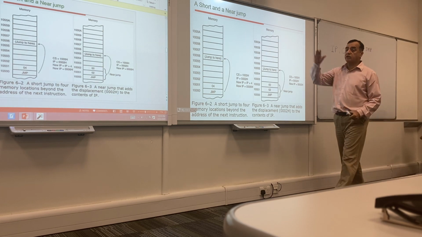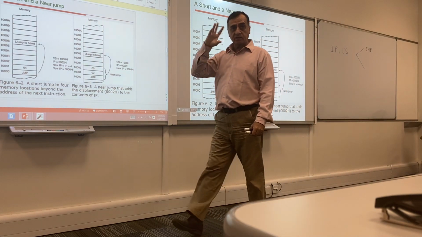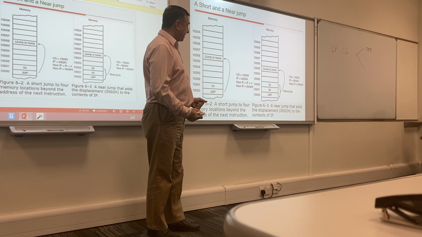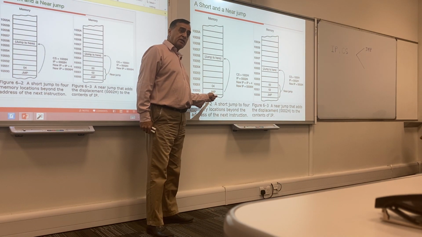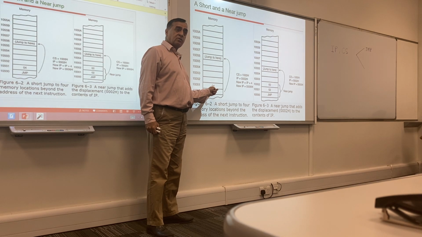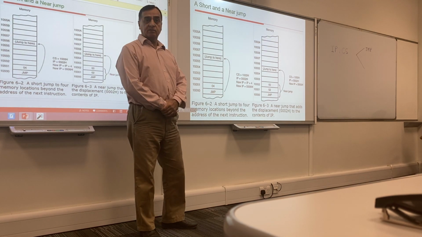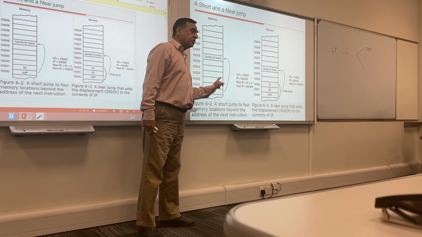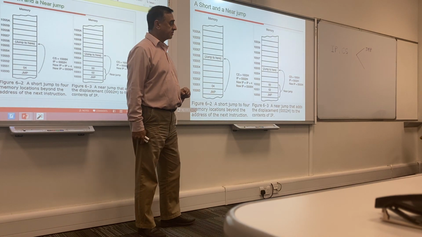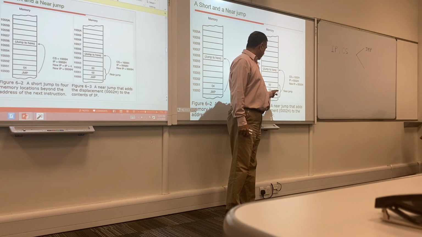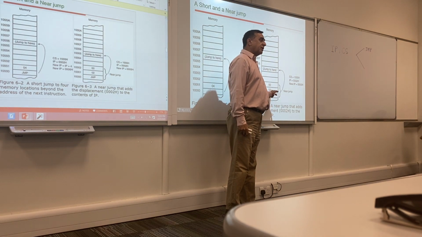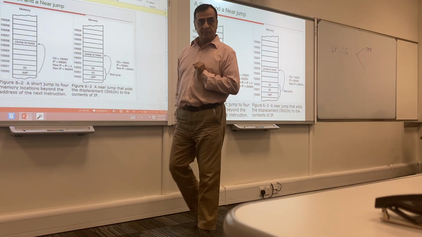Let's see now short and near. See the principle now. Where is my current instruction? JMP and the displacement is 4, which is only a byte. So this is a short jump. See here, JMP, and after JMP, 2 bytes. So this is a near jump.